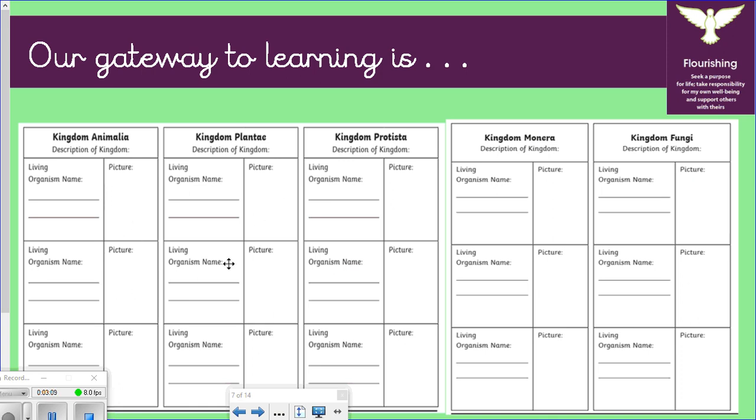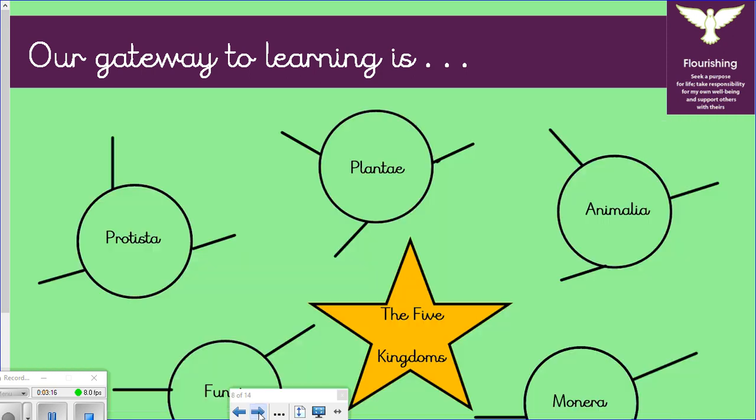Okay, so there's the 5 kingdoms. Or you might want to present your findings a different way. You may want to do more of the journaling style that you're used to. So there's just a quick example of what I've done. You could have the 5 different kingdoms around the edge, a title in the middle, and then your examples that you find, maybe some pictures. It is entirely up to you how you present your research.